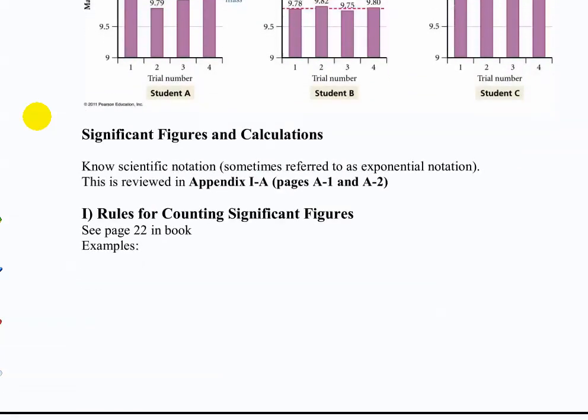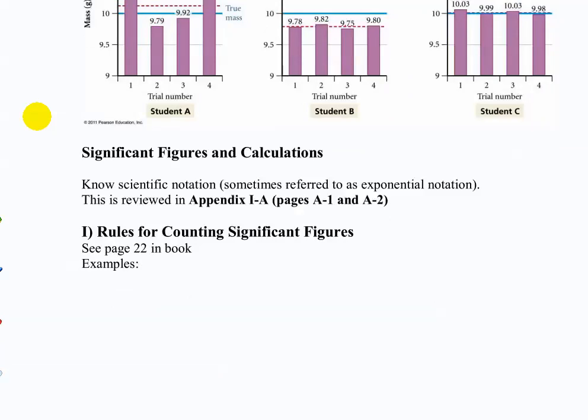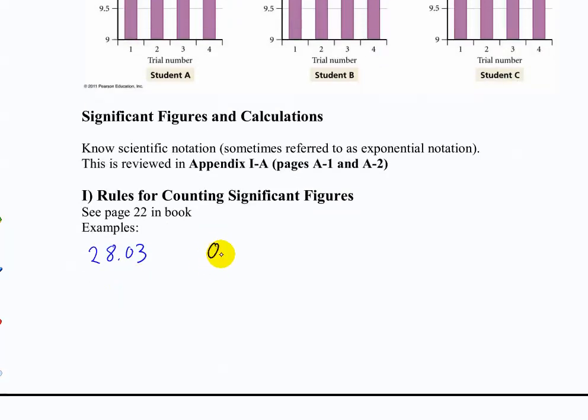All right, let's look at some significant figures. I know you've done this before. I don't want to bore you, but we need to all be on the same page with this, so we'll go through it very quickly. How many significant figures here? Four. All digits are significant. How about here? Three.